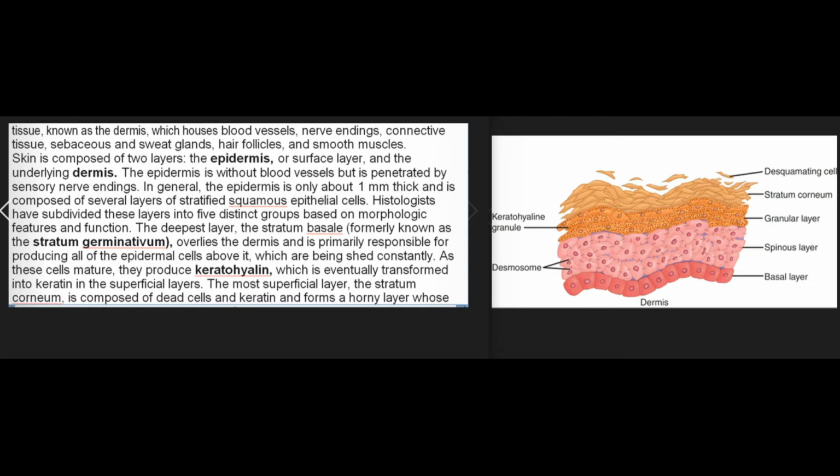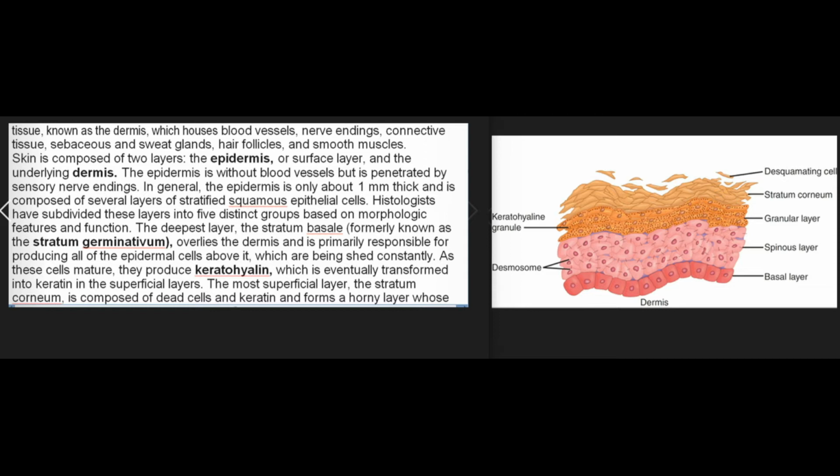Skin is composed of two layers, the epidermis, or surface layer, and the underlying dermis. The epidermis is without blood vessels but is penetrated by sensory nerve endings. In general, the epidermis is only about 1 mm thick and is composed of several layers of stratified squamous epithelial cells. Histologists have subdivided these layers into 5 distinct groups based on morphologic features and function.